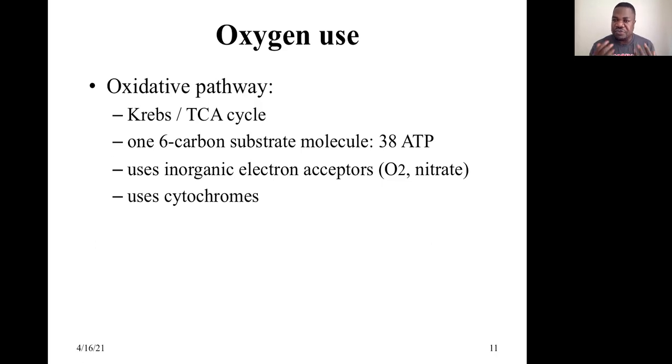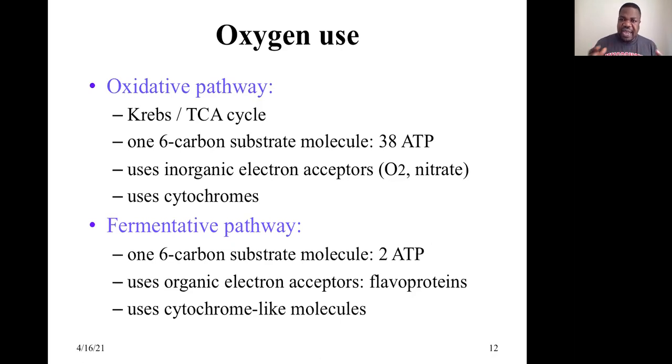So they are able to use oxygen, or they are able to use nitrate as a final electron acceptor. And they also use cytochromes to generate that large amount of ATP. But the others who are not able to use oxygen as the last electron acceptor undergo a fermentative pathway. Those are only able to generate 2 ATP. So they can still survive, but with very minimum energy because they cannot produce more than that.